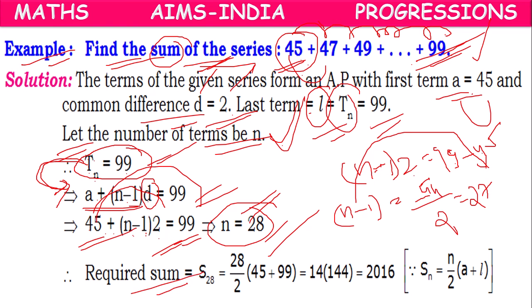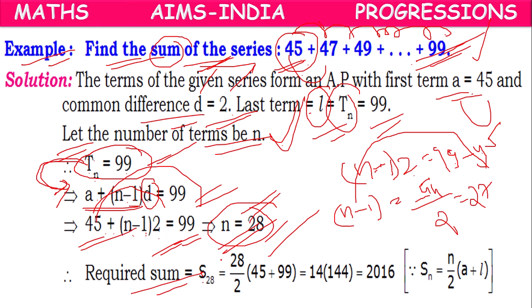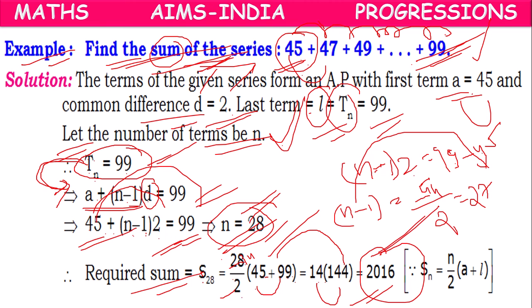Now required sum. We know the first term, we know the last term, we know n value. So we can make use of this formula, second formula. So Sn equal to n by 2, 28 by 2, bracket a plus L, 45 plus 99. So 14 times 144, the product is equal to 2016. So the answer is, the sum of the series is given by 2016. This is the answer.